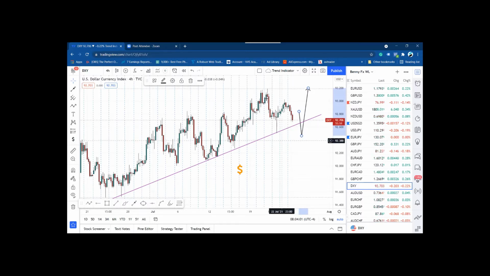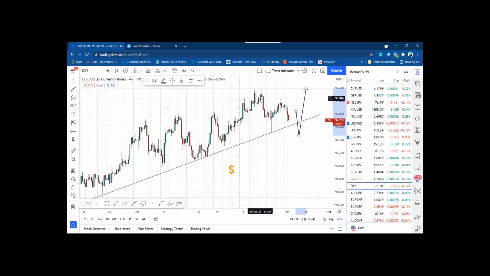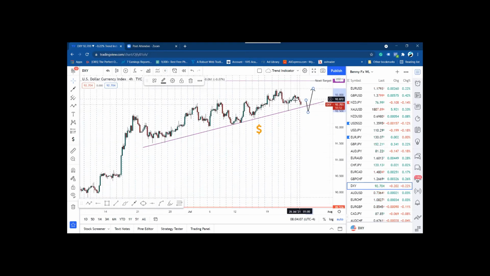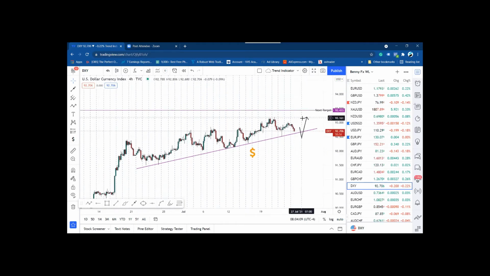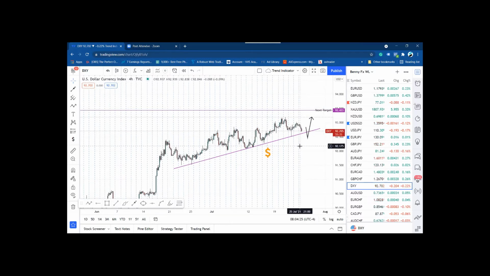Okay, so you can see that even though I have the bias that the US dollar is likely to continue to move higher to 93.40, I do not mean that it will move in one line from A to B without moving down. I think it will move down first before moving higher.